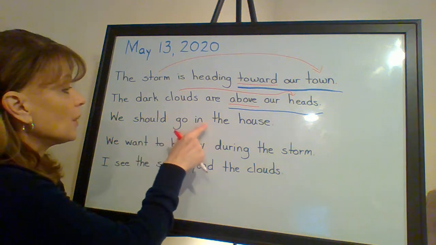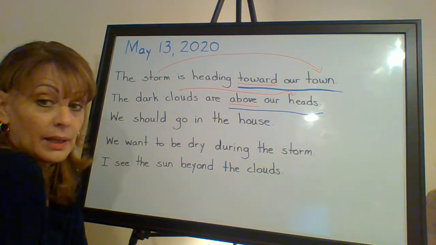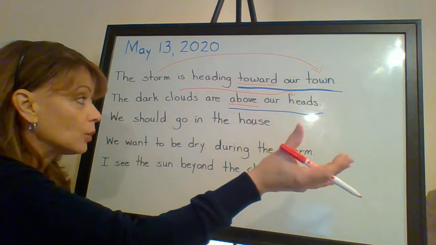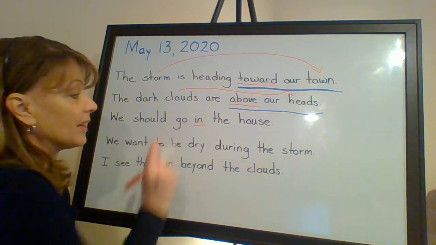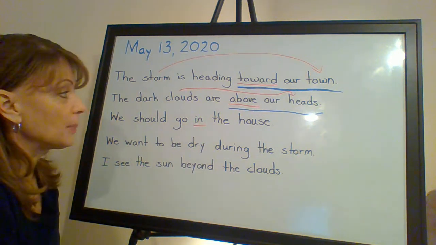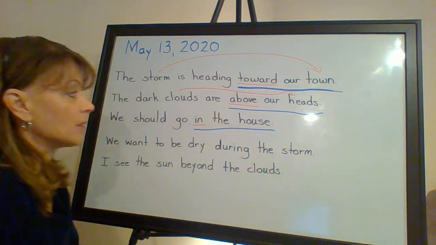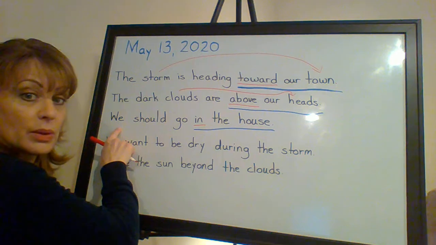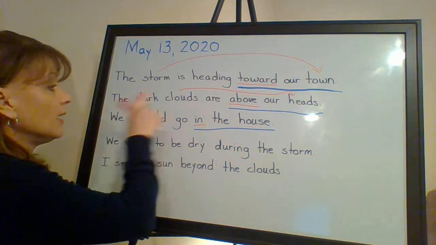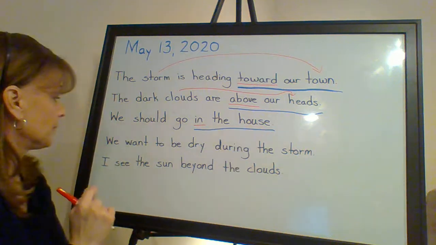We should go in the house. Well, who are we talking about? We. And what are we talking about? The house. What should we do? We should go in. So in is the preposition, and the prepositional phrase is in the house, because the house is where we should go. We is the pronoun, and house is the noun.